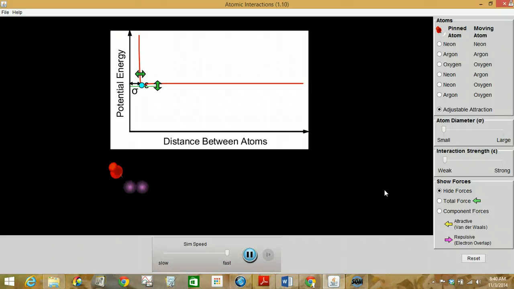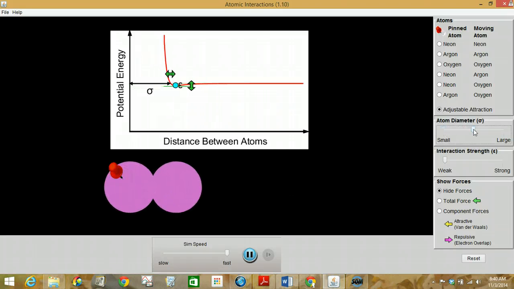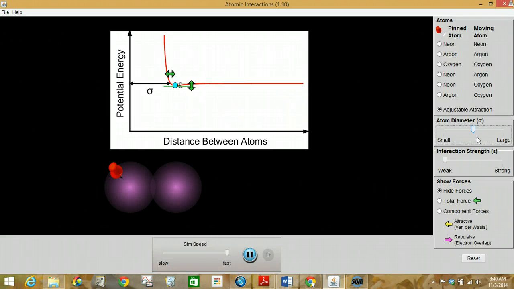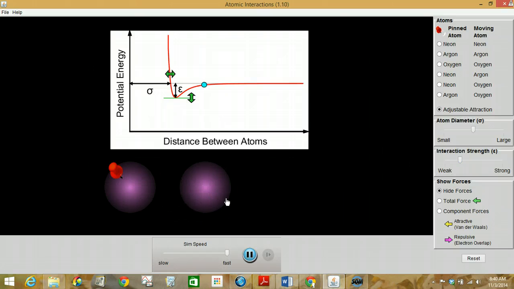So we're setting the atom diameter to halfway between large and small, and strength of interaction to 1/4 of the distance from weak to strong. It's about 1/4. Alright. And let's move the fluorine atom.